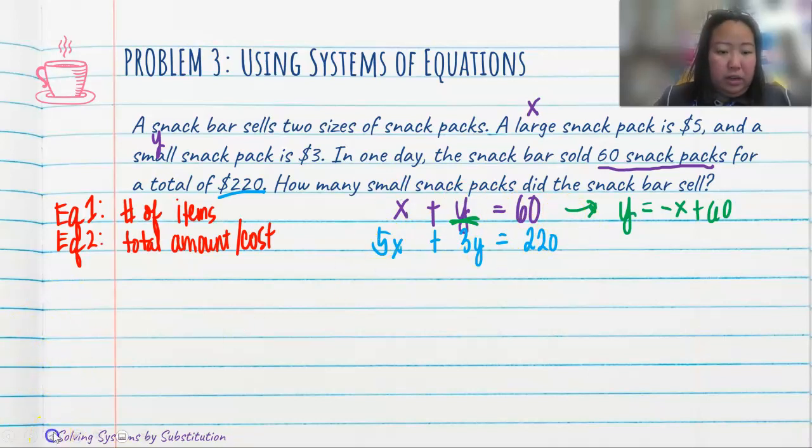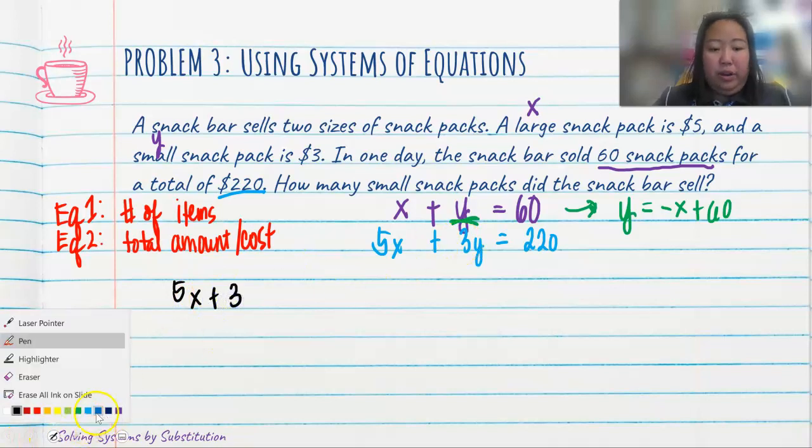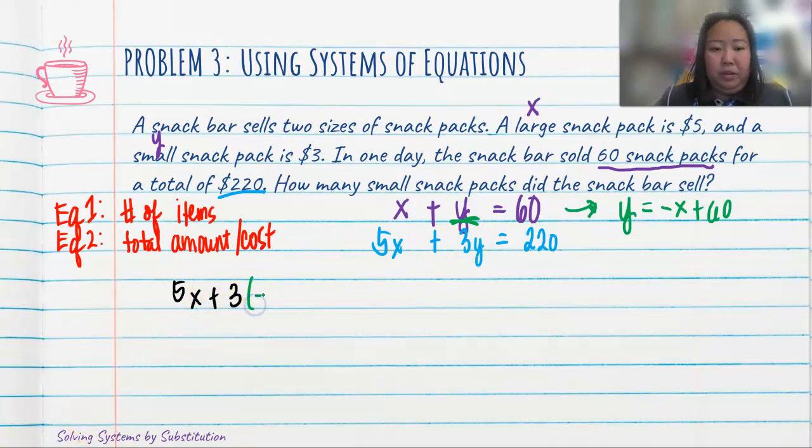So let's have this here. Hold on, I'm sorry. So we will have 5x plus 3, the y will now become negative x plus 60. Okay, that's what we have. Is equal to 220. So solving this expression, always check distributive property and then combining like terms.